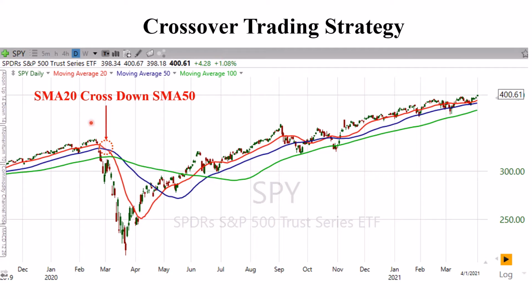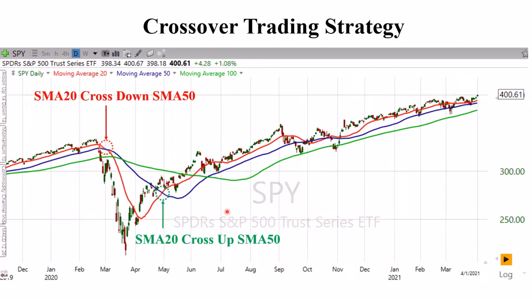Crossover trading strategy is one of the most popular trading methods using moving averages. For example, you can sell short when 20 days moving average crosses down 50 days moving average, and buy to cover when 20 days moving average crosses up 50 days moving average.